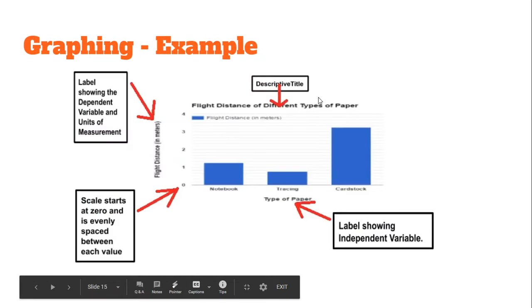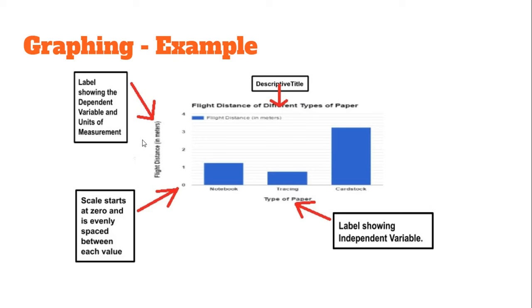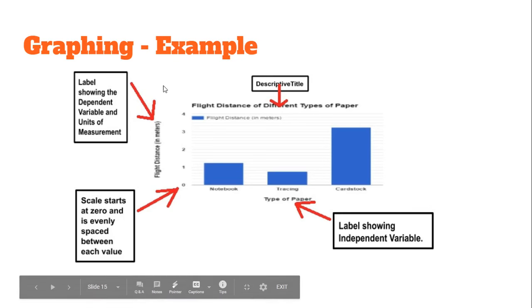In general, you'll find that descriptive title at top. You'll find that dependent variable and units of measurement here on the left. You'll have your scale on the left going vertically as well along that y-axis. You'll have your independent variable here along the bottom of your x-axis.